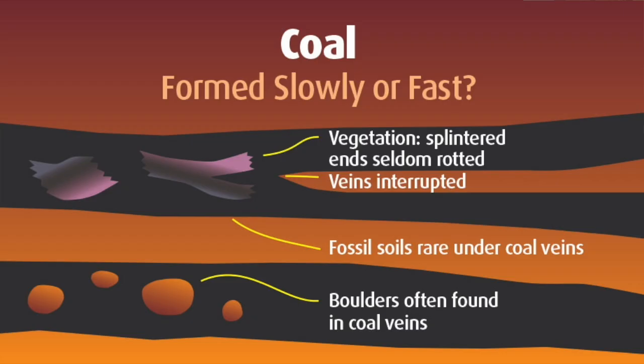So to summarize here, is coal formed slowly or fast? If the coal formed slowly over generations of growth, you would expect no whole wood, but at best half-rotted vegetation. You would expect continuous layers of vegetation without interruptions. You would expect fossil soils under coal layers for the original plant growth to start, and you would expect it to be free of foreign rocks in the middle of the vegetation layers. But this is not the way coal is found.